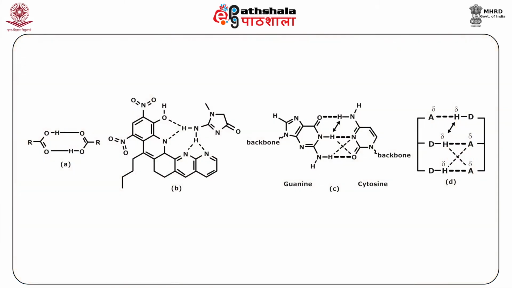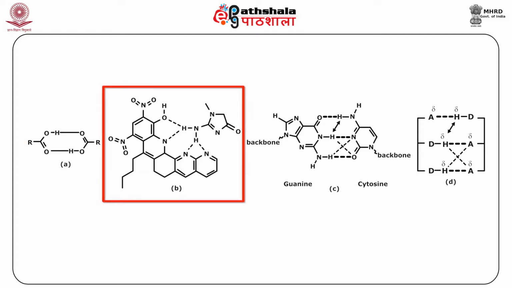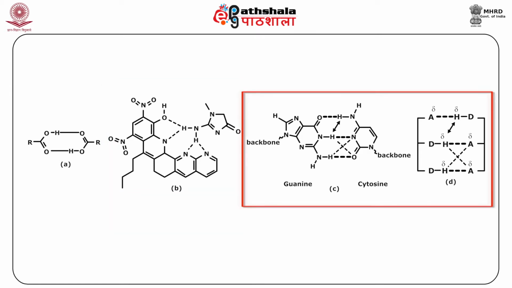Now in this figure, clearly it shows the supramolecular hydrogen bonding interactions in first, as I told you, the carboxylic acid dimers, which is a very good example of hydrogen bonding in supramolecular chemistry. And second, you will see the hydrogen bonding interactions between organic molecules, and C and D show you the guanine and cytosine base pairs of DNA, and how the hydrogen bond stabilizes the DNA by base pairing between these two bases.